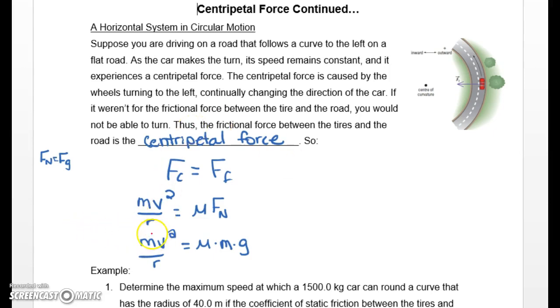What you can notice here is that we have mass on both sides of our equation. If we divide by mass on each side, that cancels out our mass. So our equation is your speed squared divided by your radius is equal to the coefficient of friction times the acceleration due to gravity. Here you can see that mass does not impact your overall system when we're talking about that horizontal system.